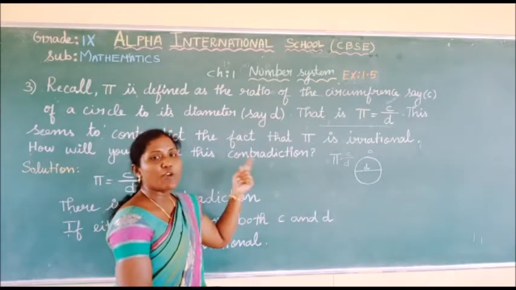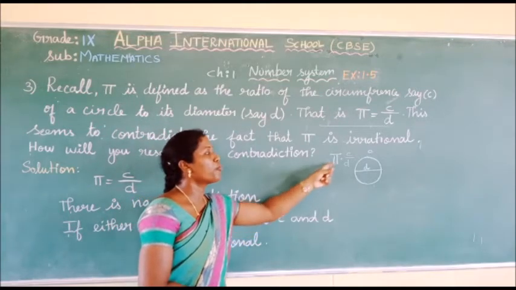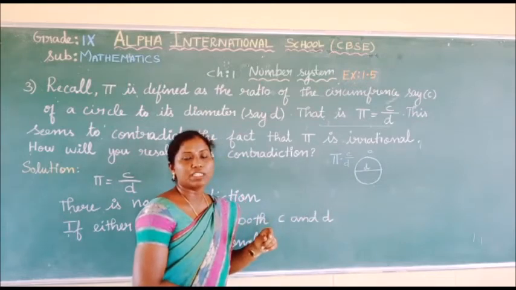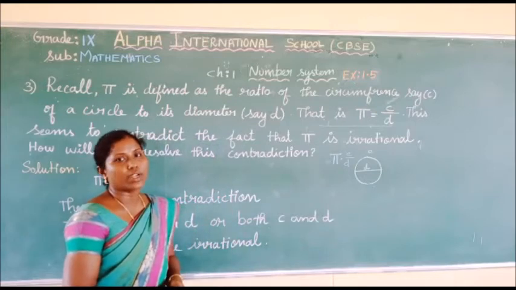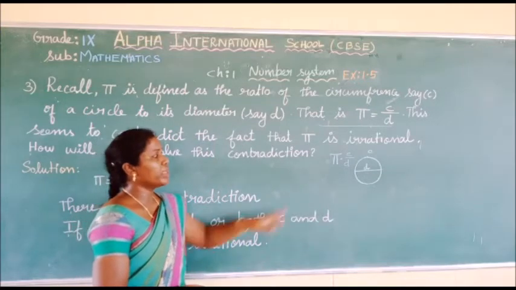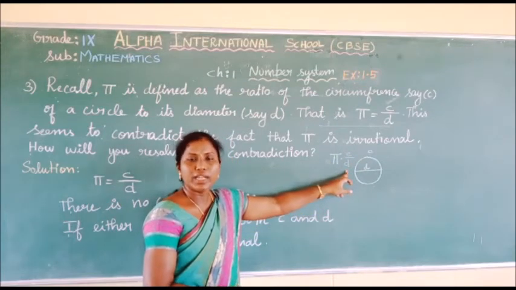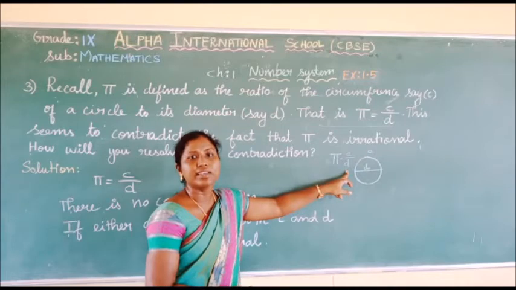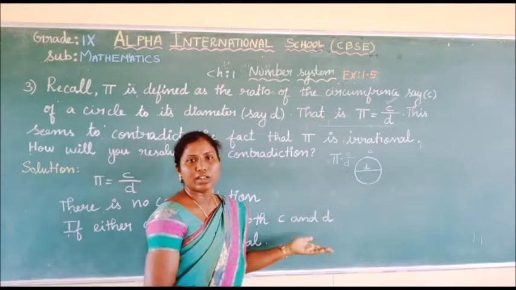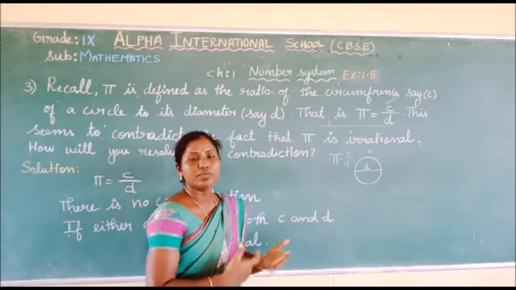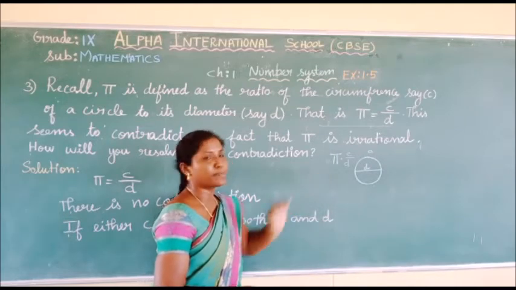But in this question they gave pi as the ratio of circumference and diameter. They gave it in the form of p by q. Any number in the form of p by q is called a rational number. So the given indicates that pi is a rational number. Surely there is a contradiction, no? Because pi is an irrational number. It contradicts the fact that pi is irrational. How do we resolve this contradiction? Pi is irrational only. How can we say this for this expression?